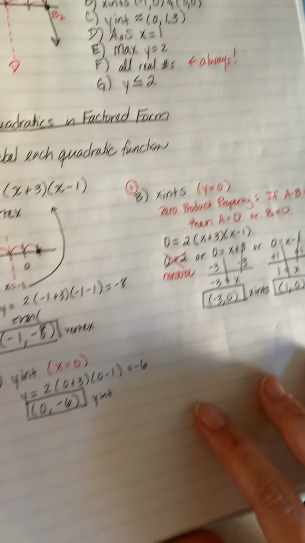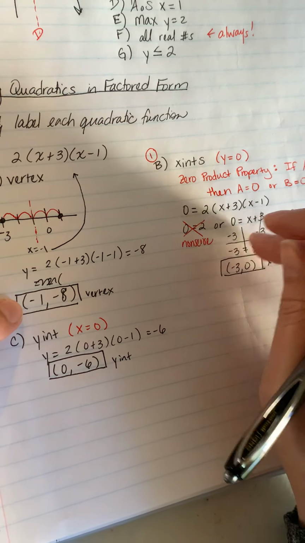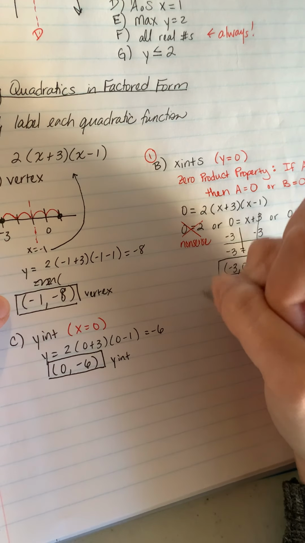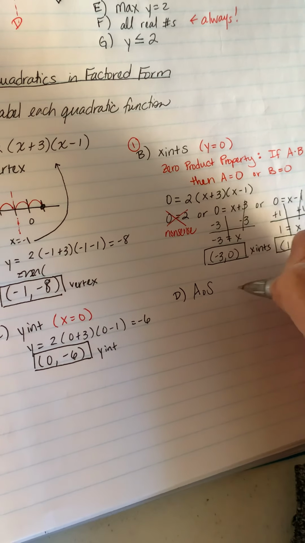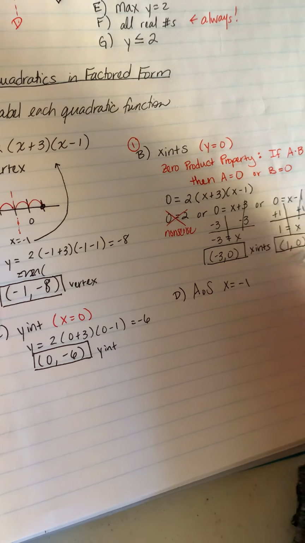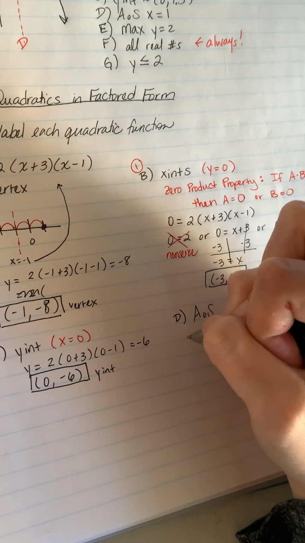D is axis of symmetry. Well, look, you already found that. Remember, the rest is easy peasy once you find the vertex and those, then you're good. So D is axis of symmetry, which is x equals negative 1. It's just the x value of the vertex.